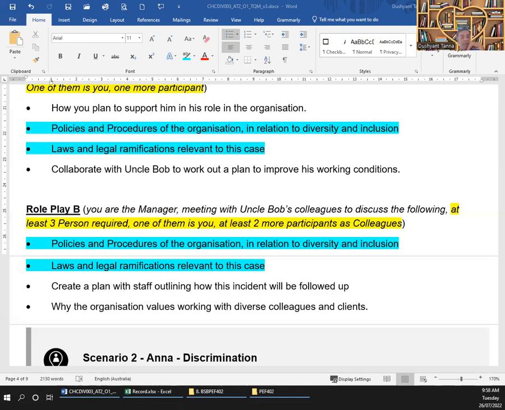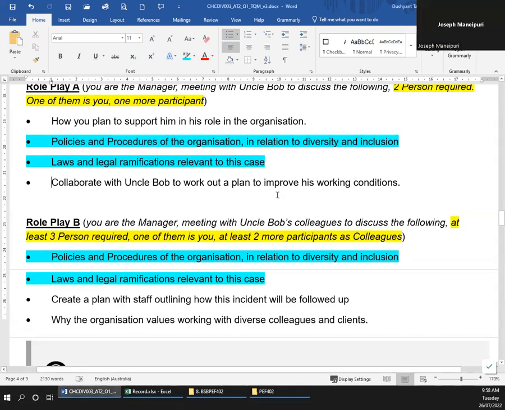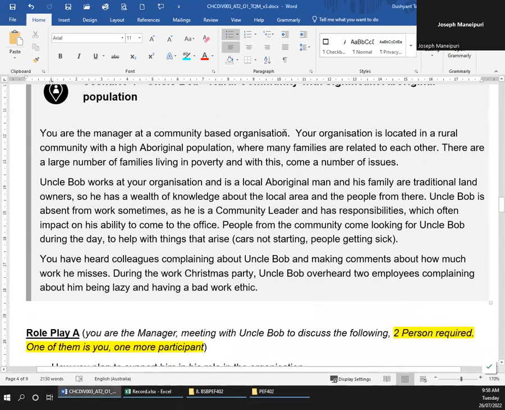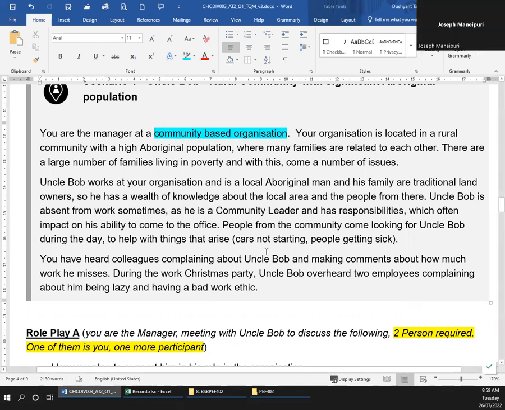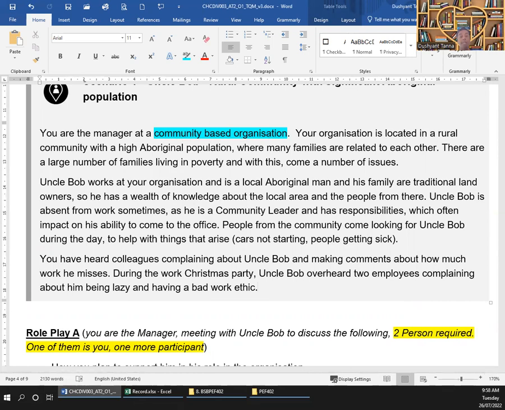I got a question about whether policies will refer to our organizations. Policy will refer to the community-based organization that you have chosen, because you are talking about their policy, not your policy. But this community-based organization, which we discussed yesterday, could be your company, right? This is more situation-based.